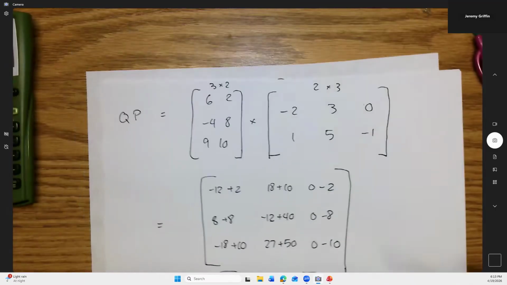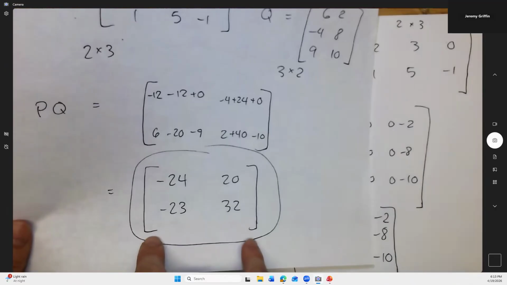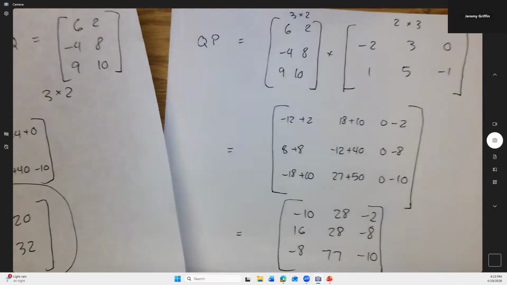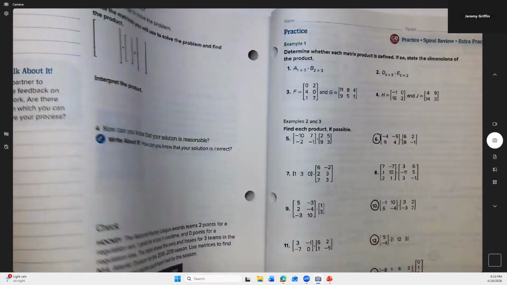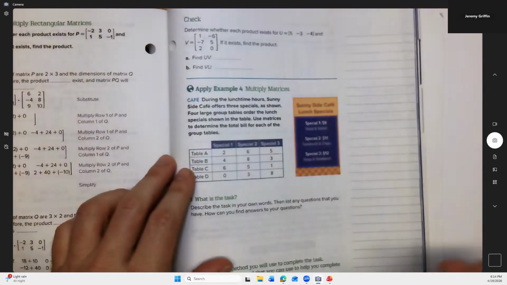Okay. And so just to recap, PQ turned out to be a 2 by 2 matrix. Q key turned out to be a 3 by 3 matrix. All right, next one. Looks like one more main example, so this should cover this.